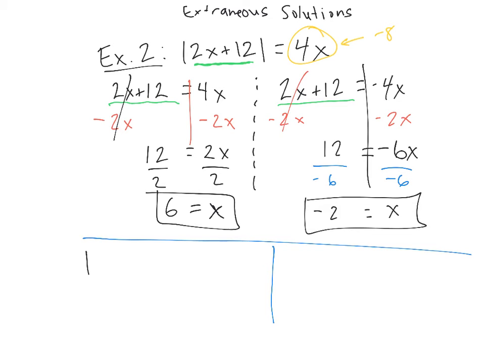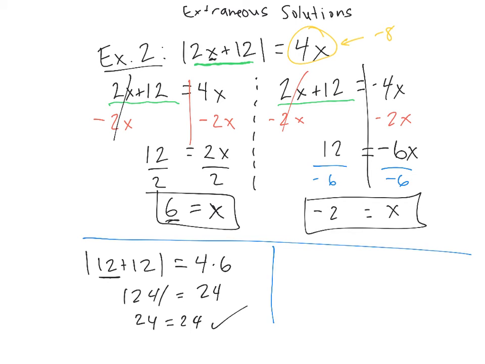So if I plug things in, 2 times 6 is going to make 12 plus 12 on the inside. So that 12 I got from doing 6 times the 2. Is equal to 4 times x. So 4 times 6, which is 24. Absolute value of 24 is equal to 24. So that side works. So that means I know 6 is a solution.